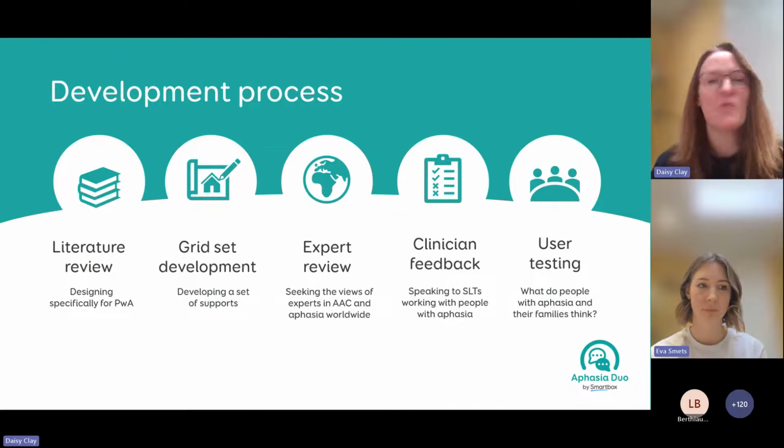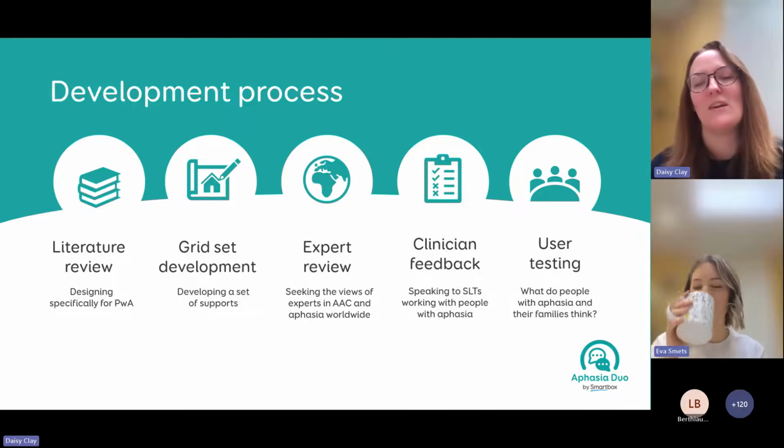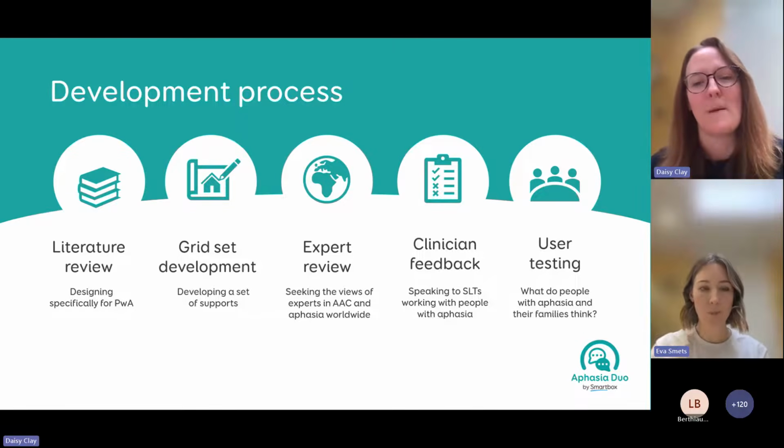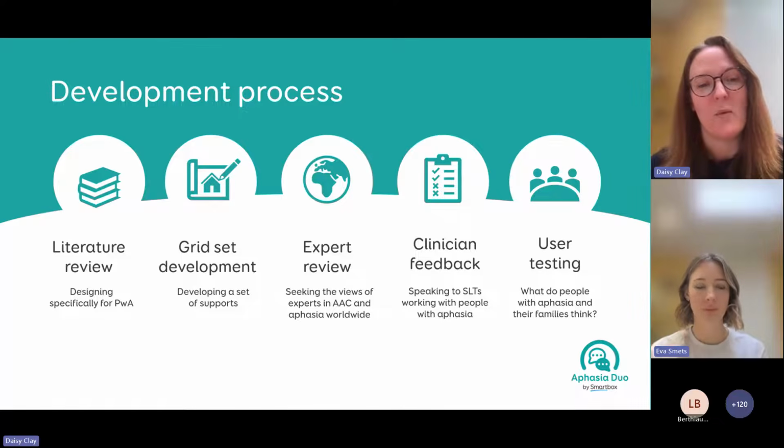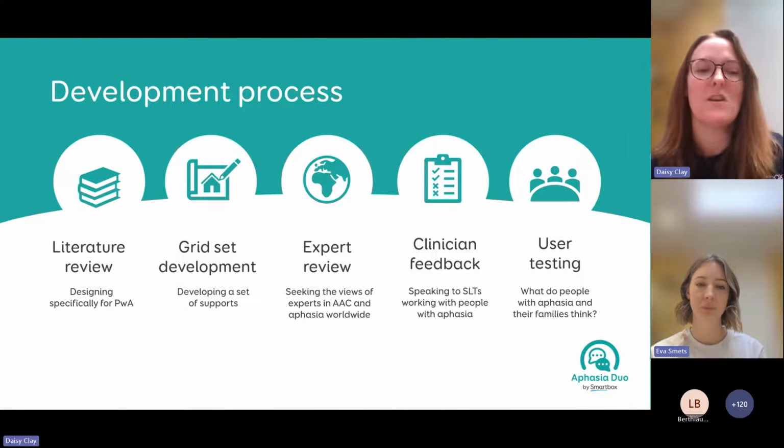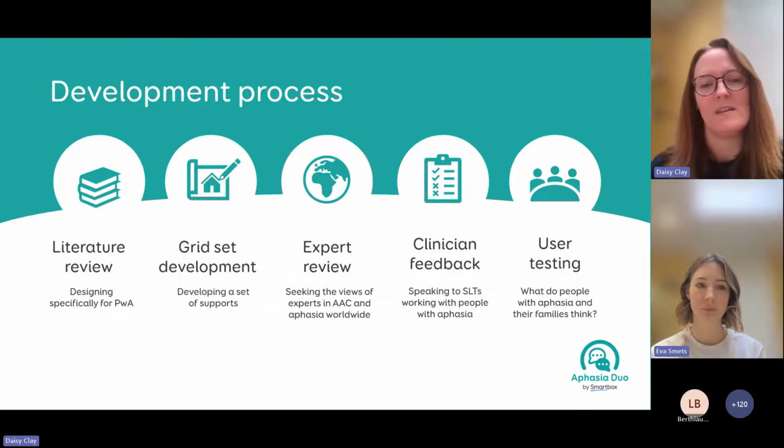So I also wanted to share, before we get stuck into the details of the grid sets and have a good look at them in Grid, the development process that we went through when designing Aphasia Duo, as it was quite lengthy and it involved quite a lot of things, and it's really all of these aspects that have led to where we are now. So starting off, we had a really comprehensive literature review, looking at all of the research that's been done into using AAC with people with aphasia, and also more widely people with aphasia and their communication difficulties.